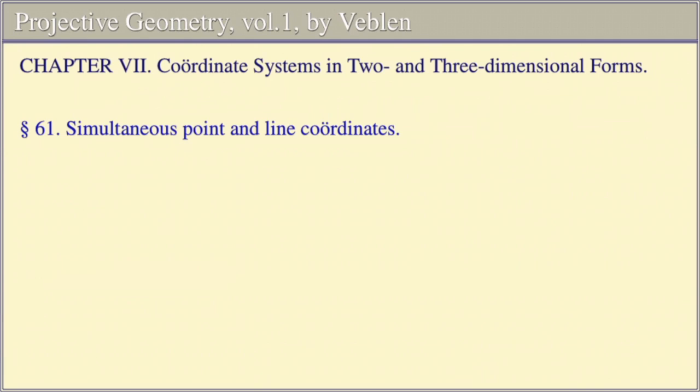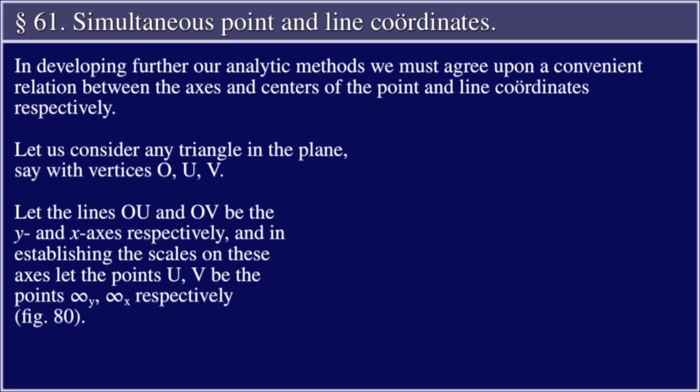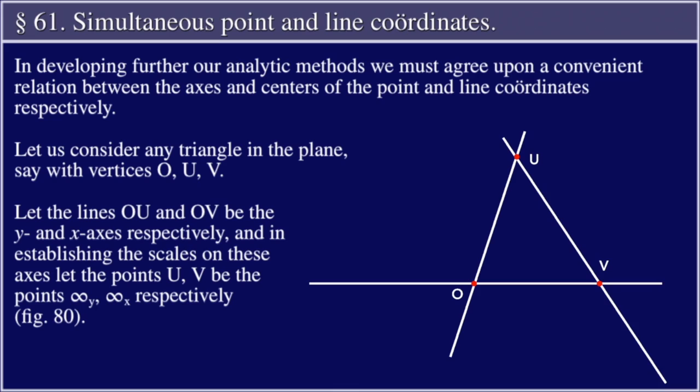In developing further our analytic methods, we must agree upon a convenient relation between the axis and centers of the point and line coordinates respectively. Let us consider any triangle in the plane, say with vertices O, U, V, and let the lines OU and OV be the y and the x-axis respectively.